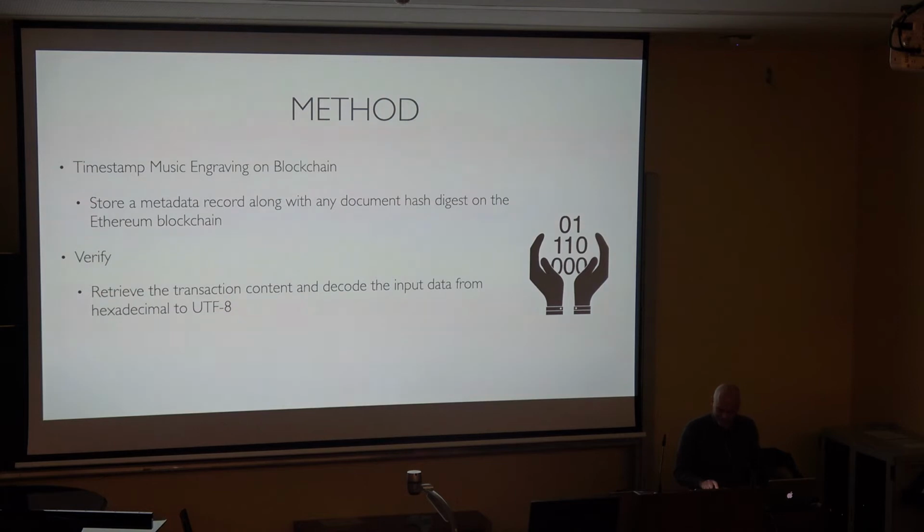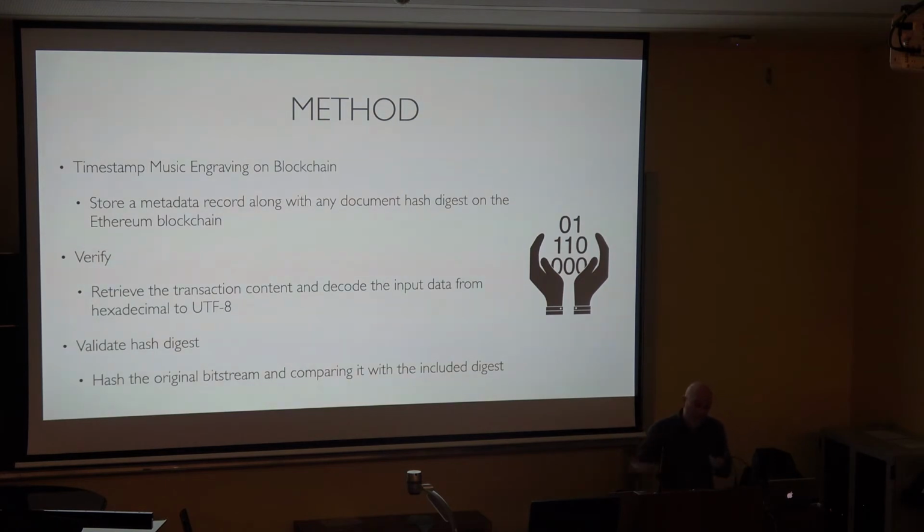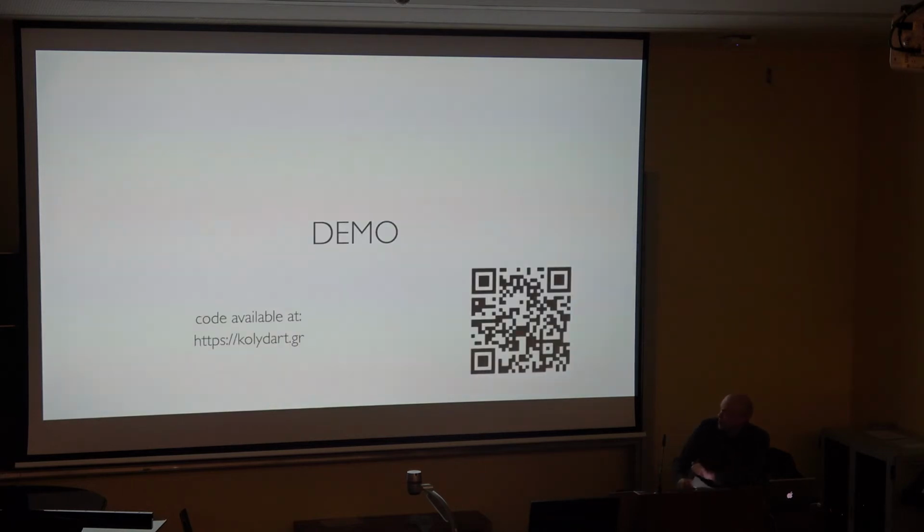So how do we validate? We just take the original file, or any file that we want to test if it's the same, and we compare it to the digest. Everything I'm going to show is available at GitHub and my webpage in the front page.